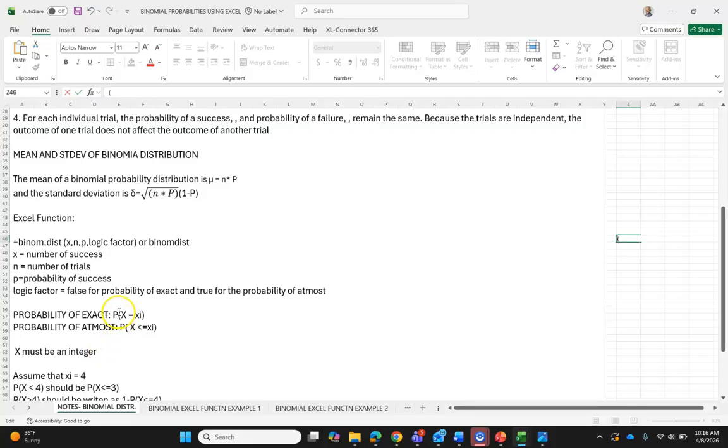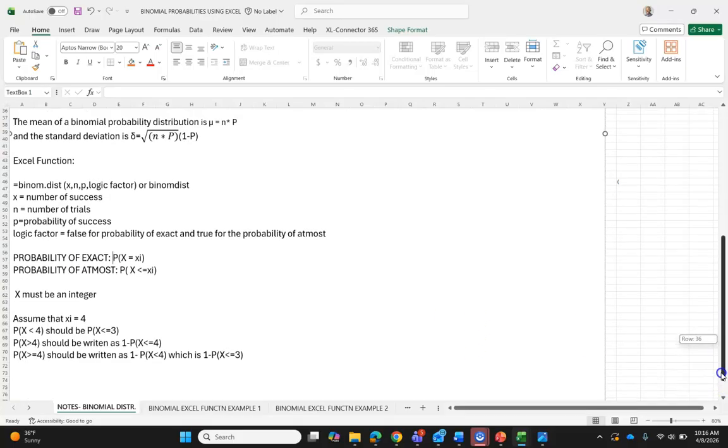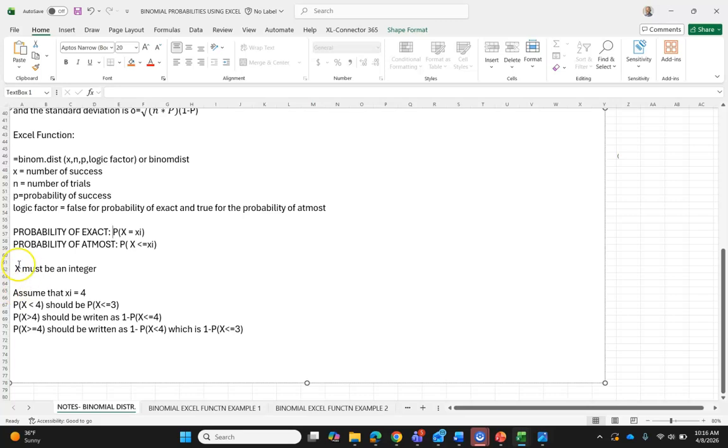You cannot say probability of X less than a value, or probability of X greater than a value. So remember, the xi must be integers. Now, let's assume that our xi is 4.